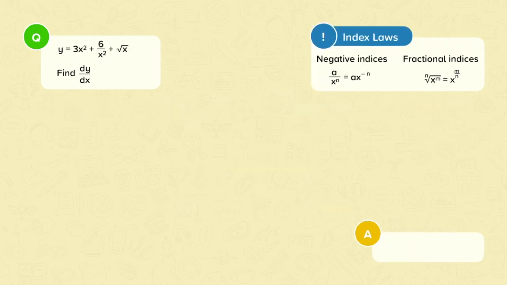In this example, we will have to use index laws on both the second and third terms of the equation to get them in the form ax^n before we can differentiate. Try it yourself. Pause the video now and have a go.